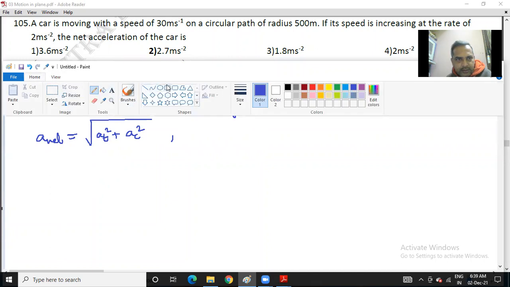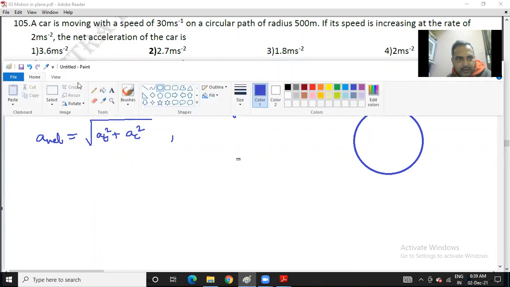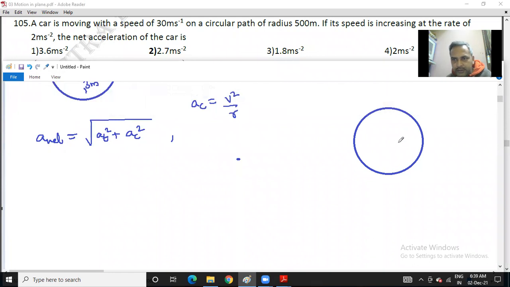So let us try to understand the question with the help of a diagram. This may be the circular path along which the body moves. They mentioned that the radius is 500 meters and it is moving with a speed of v, which is 30 meters per second. Now let us find ac. 30 meters per second, v square will be 900. The radius will be 500. So therefore 9 by 5 means 1.8.